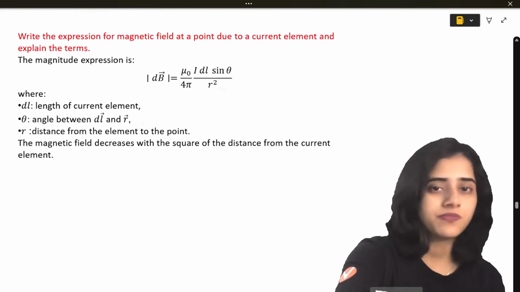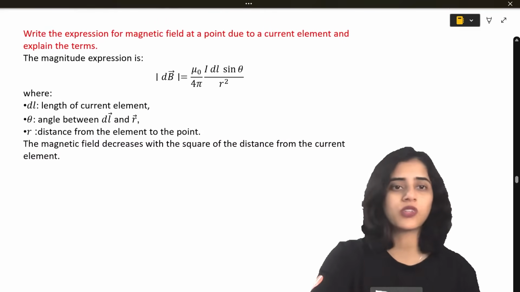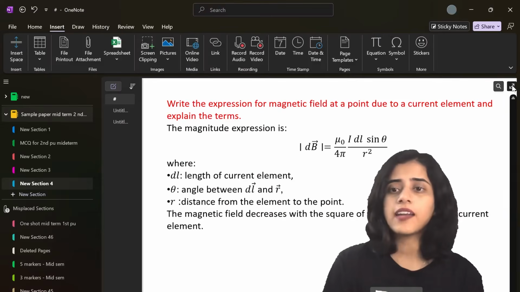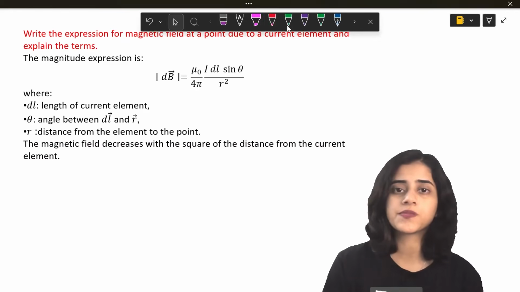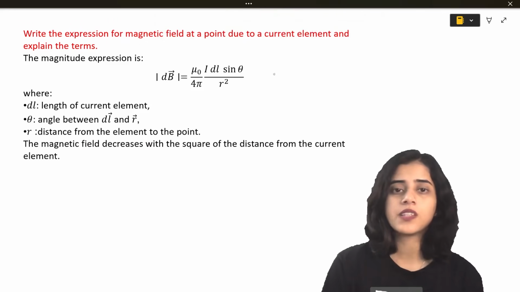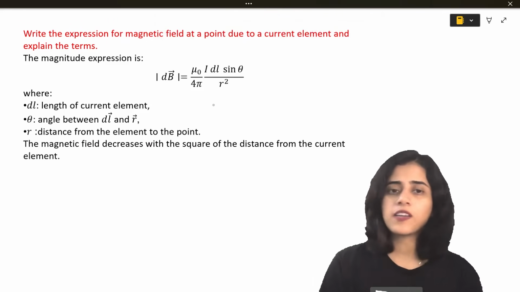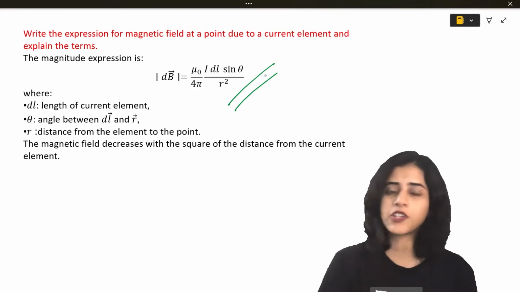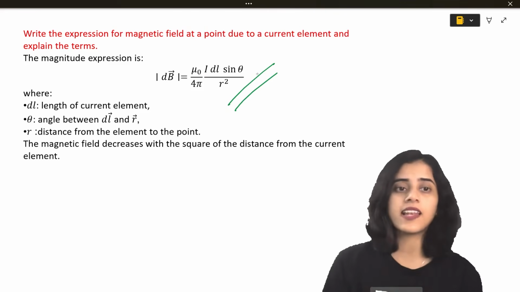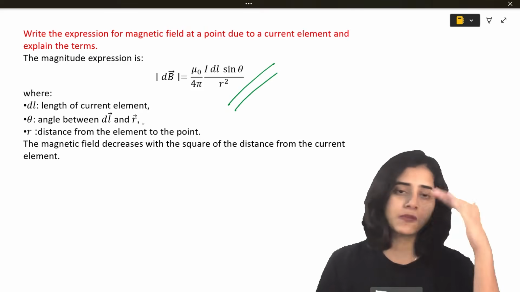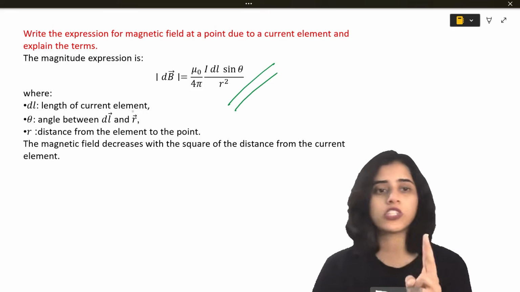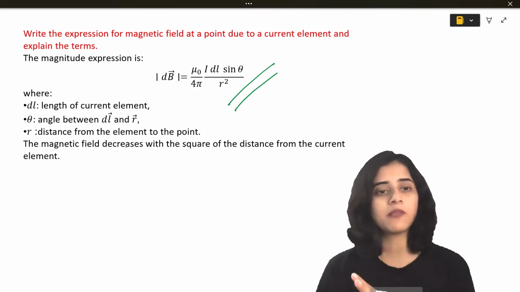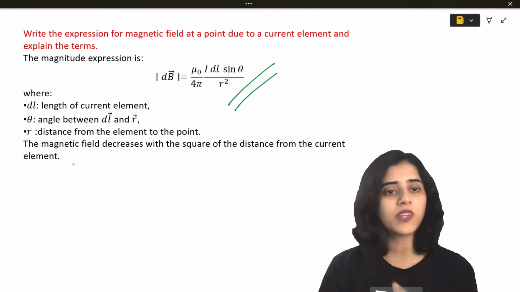Next question. Write the expression for magnetic field at a point due to current element and explain the terms. Mu 0 by 4 pi, I dl sin theta by r squared. It only asks for the expression, so only the expression is required. You have to write down what each term is. Explain the terms. So this is probably a 2-mark question. dl will be the length of the current element, theta is the angle between them, and r is the distance from the element.